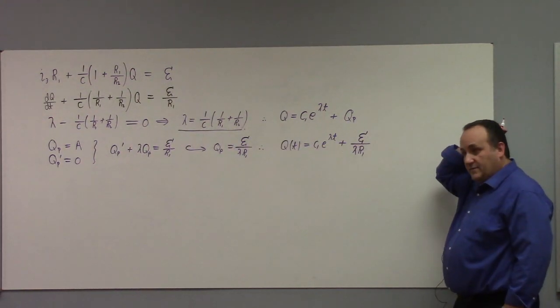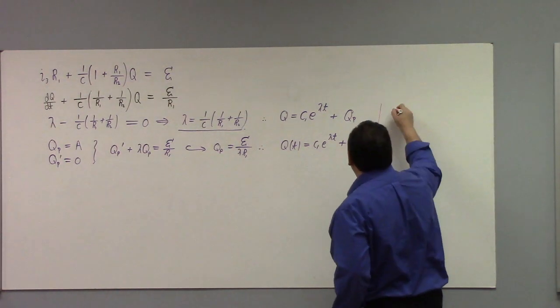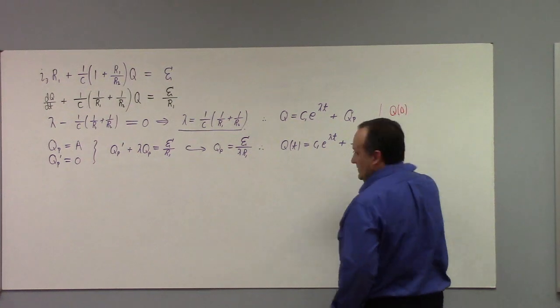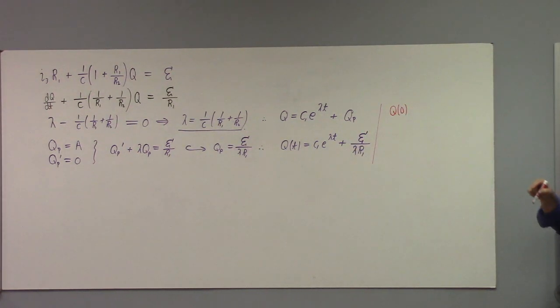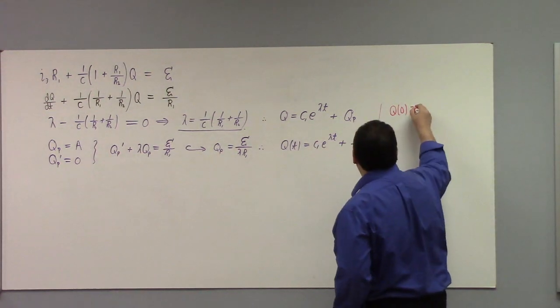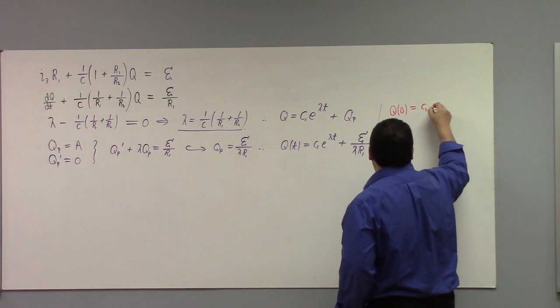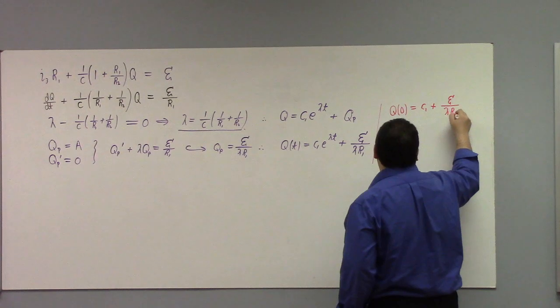But now I'd like to have, what's Q of 0? You're like, I don't know what you're doing. That's okay. You can solve this, like you just said, with the integrating factor method. You guys can do that, but I'm going to do the easy way, all right? So Q of 0 is C1 plus E over lambda R1.